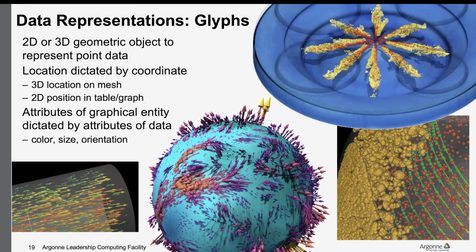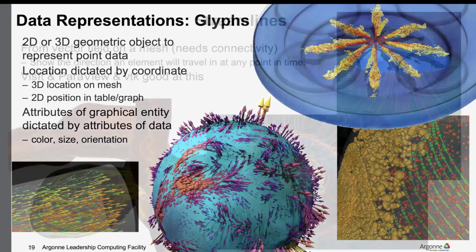And so in the image in the middle there, the arrows are pointing in the direction of the velocity, and then the color and the scale are also dictated by the magnitude of that velocity. In the image on the lower right, we're just using color to differentiate either the types of atoms or their state. So again, mapping this color to attributes in the data.